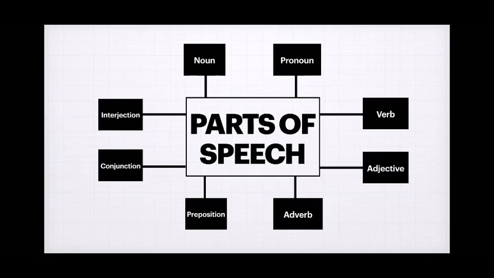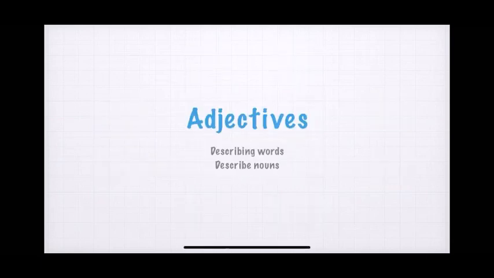Children, today in this video we will talk about adjective. Now, what are adjectives? An adjective is a describing word. And what does it describe? It describes and tells us more about the noun.